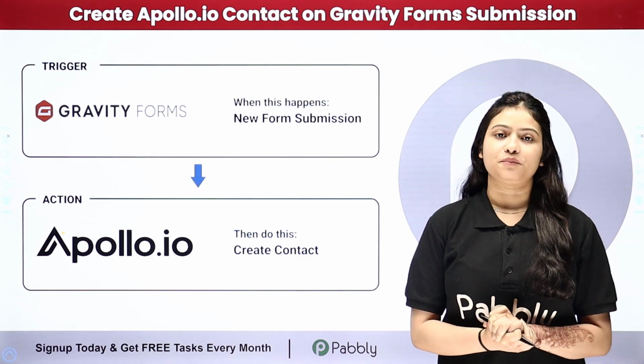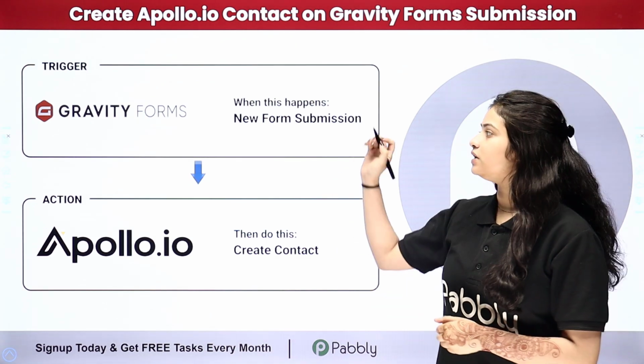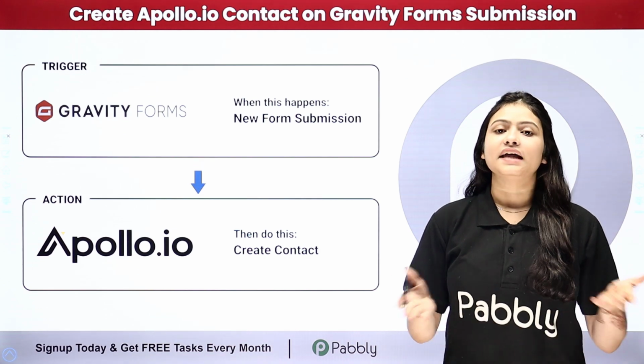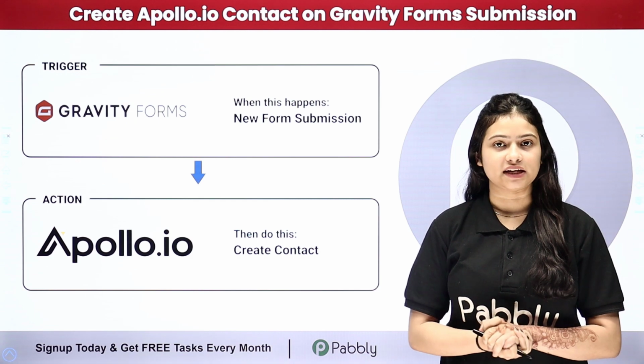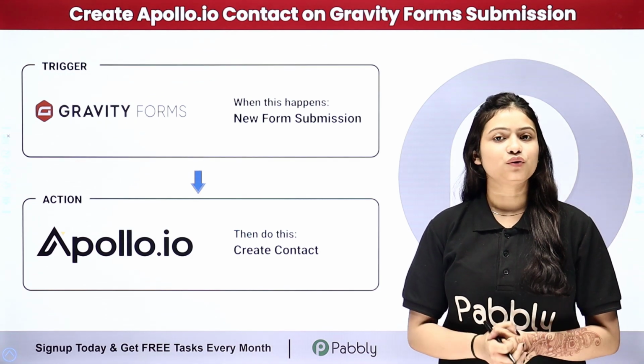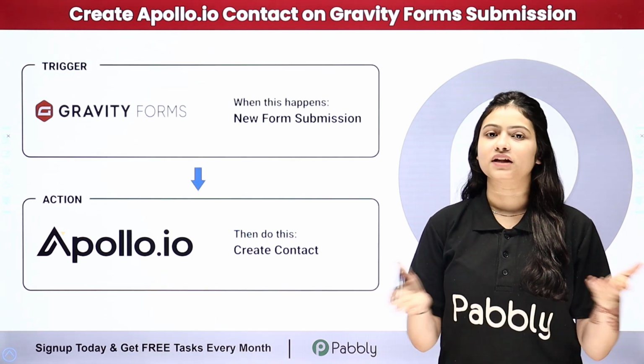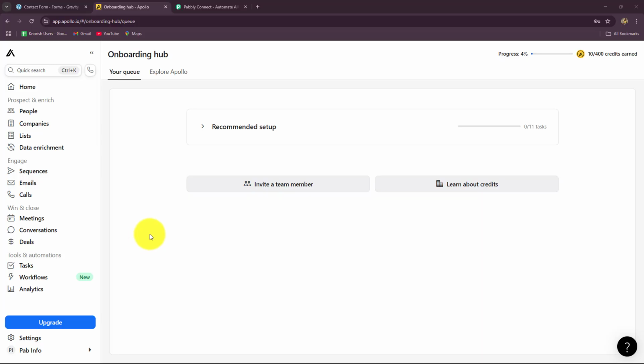To automate this entire process, I will have to set up the connection between Gravity Forms and Apollo.io, and I'm going to do that without any coding or programming skills, simply with the help of Pabbly Connect. So if you also want to learn this amazing automation step by step for your business, you have to come towards my screen. Welcome to my screen everyone.